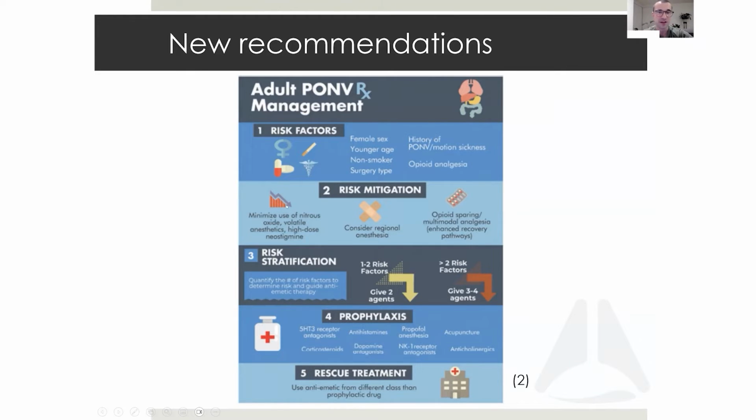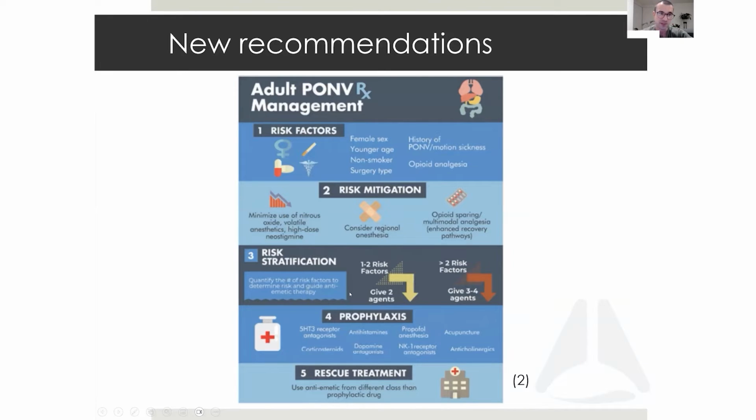So reducing the use of opioids, utilizing a regional approach rather than a volatile approach. And then again, reducing the amount of volatiles you're going to use. Then you go into risk stratification, where you think about how many risk factors they have and how many interventions you'll give. And you think about prophylaxis, the stuff you're definitely going to give, and then rescue therapy, the stuff you're going to give if that's not enough.